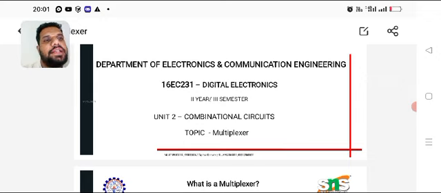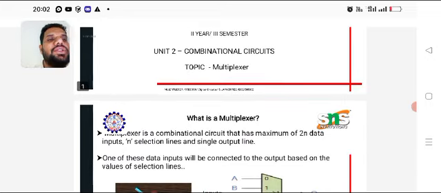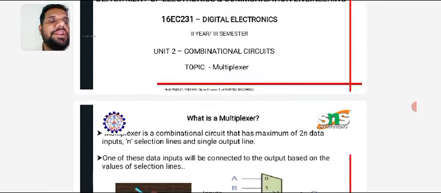In today's class, we are going to see about the combinational circuits. The combinational circuit is nothing but a circuit whose output only depends on the present input. It does not require any feedback signal. So under the combinational circuit, the first topic we are going to learn about is the multiplexer.